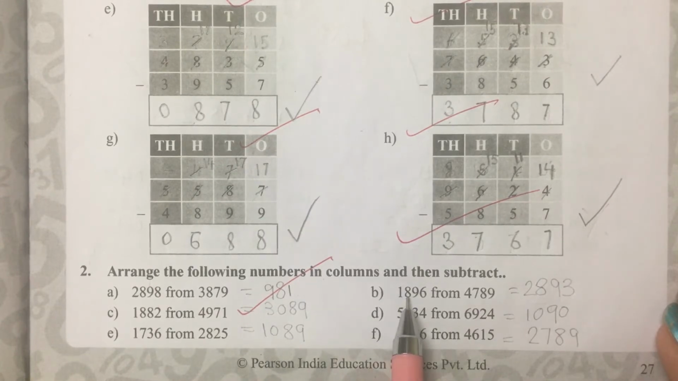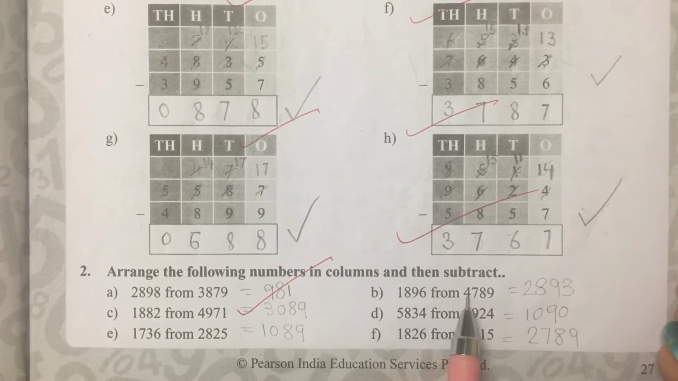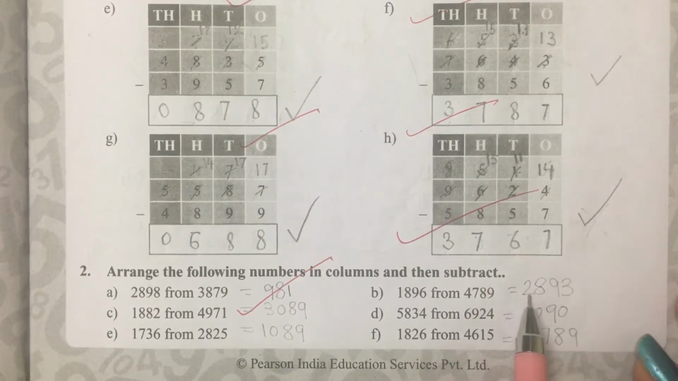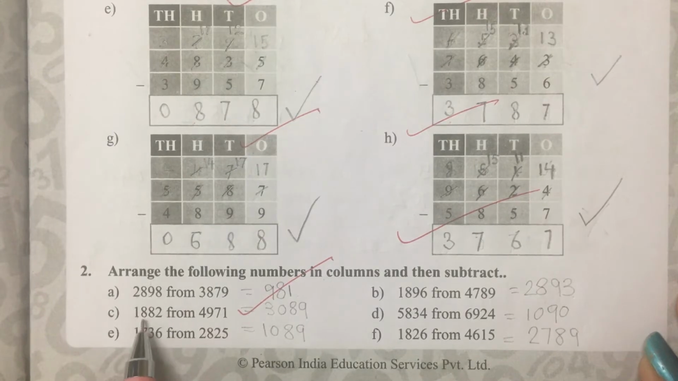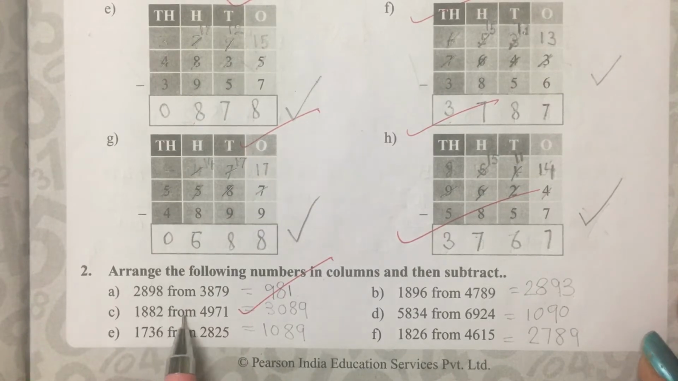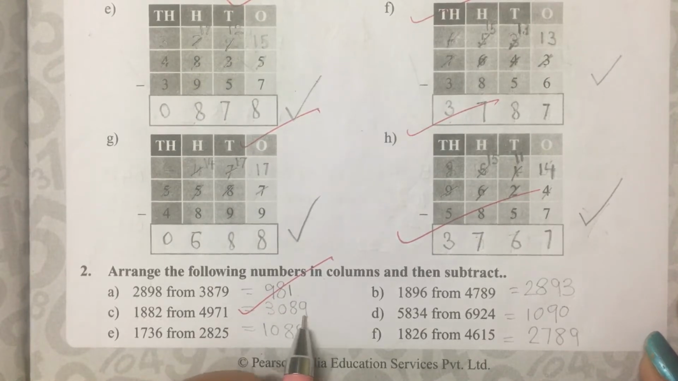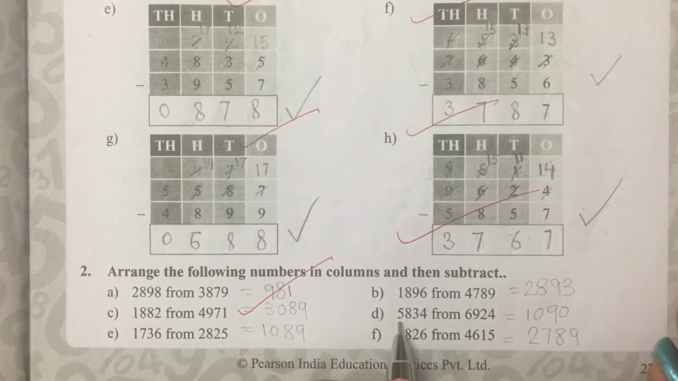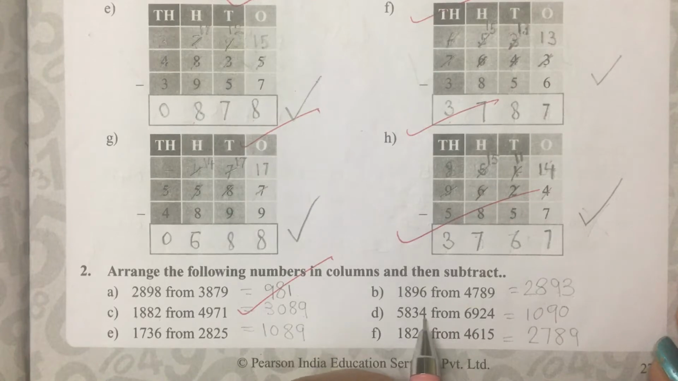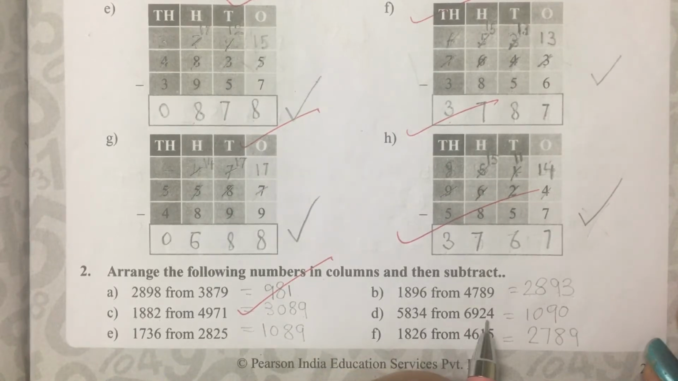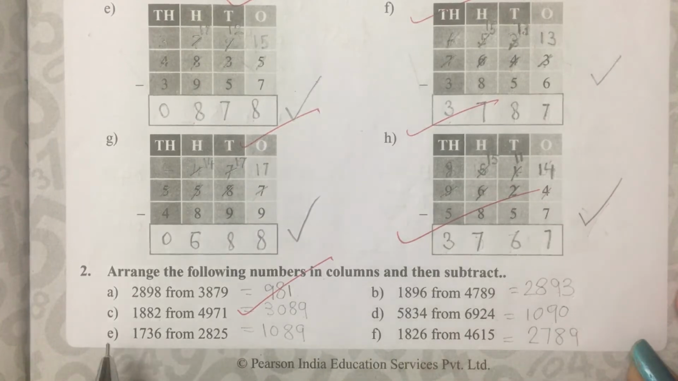B. 1,896 from 4,789 is equal to 2,893. C. 1,882 from 4,971. The answer is 3,089. D. 5,834 from 6,924. The answer is equal to 1,090.